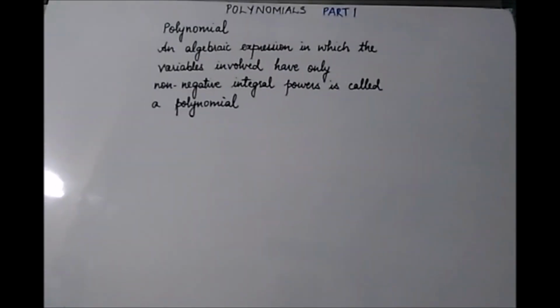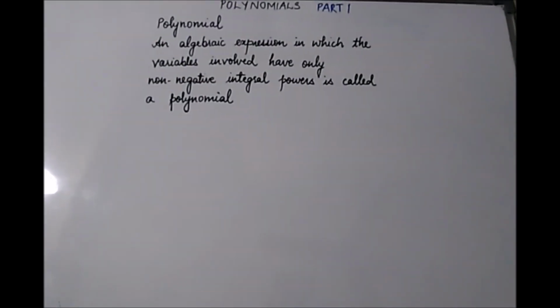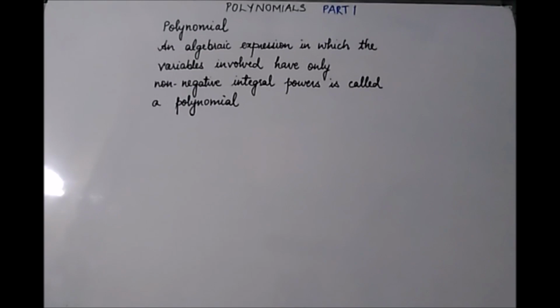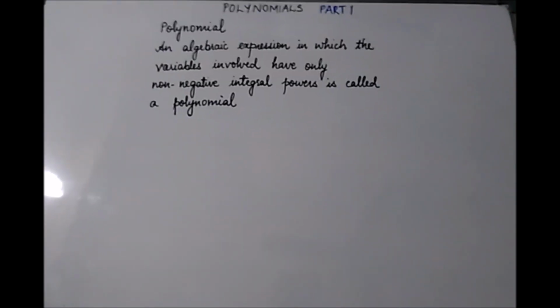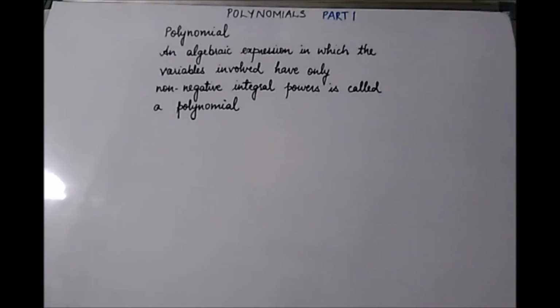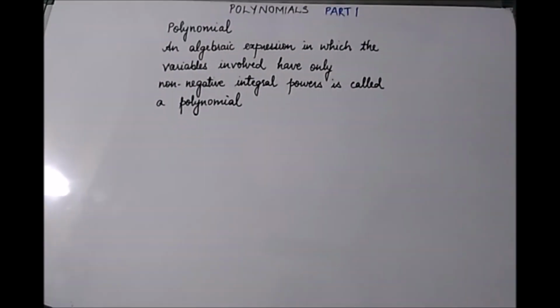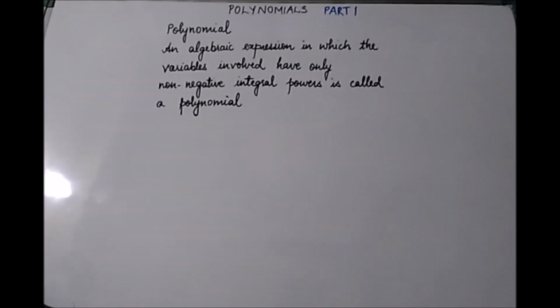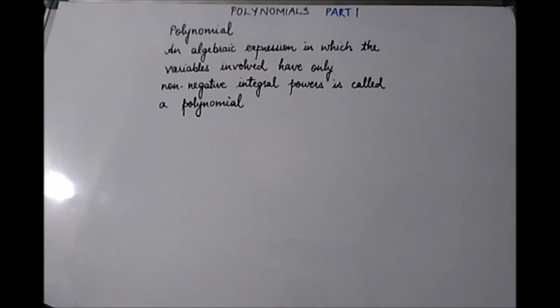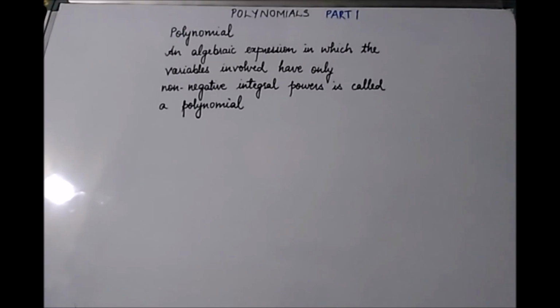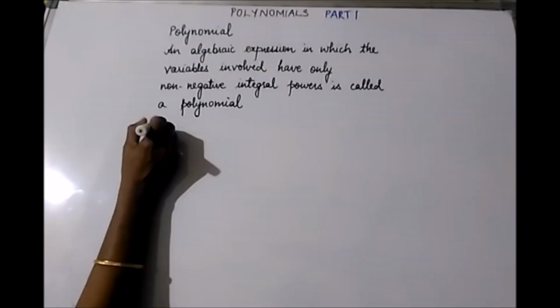All the algebraic expressions are not polynomial. Let us learn how to identify a polynomial. What is a polynomial? An algebraic expression in which the variables involved have only non-negative integral power is called a polynomial. Or in other words, the exponent of the variable should be a whole number. Let us understand it with an example.